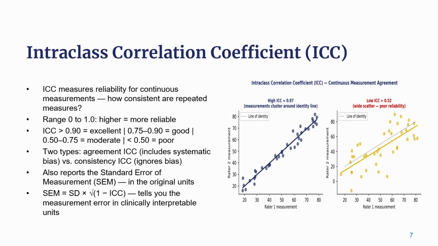The SEM is especially useful clinically. If ICC is 0.85 and the SD of the measurements is 10 units, SEM equals 10 times the square root of 1 minus 0.85 equals 3.9 units. Any difference between measurements smaller than about 2 times SEM is likely measurement noise, not a real change.